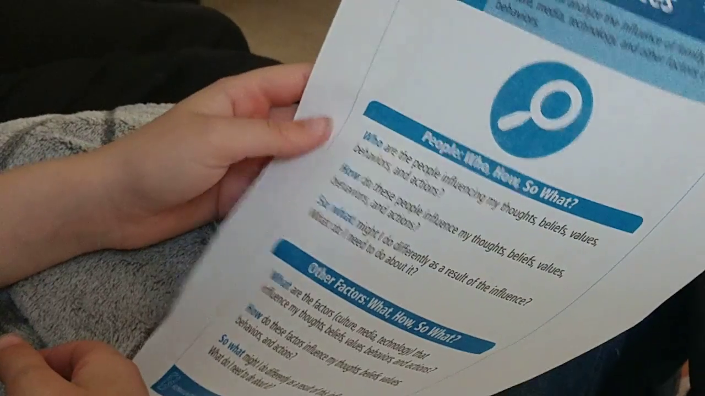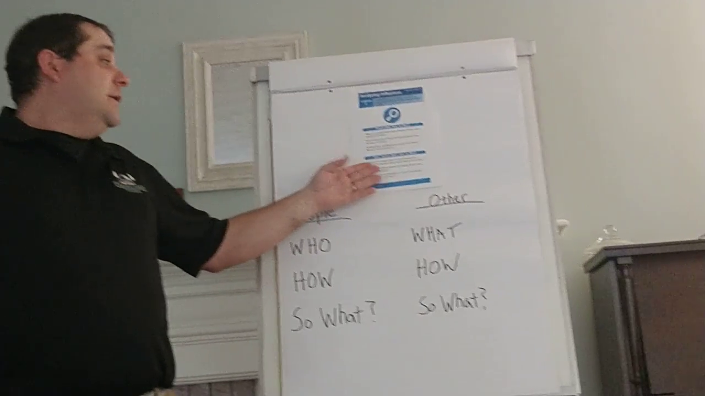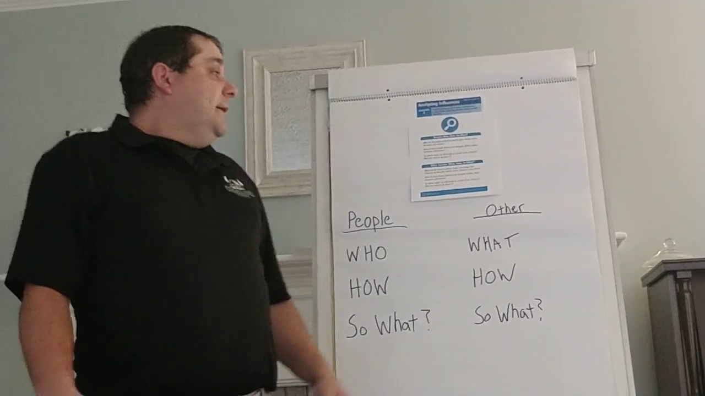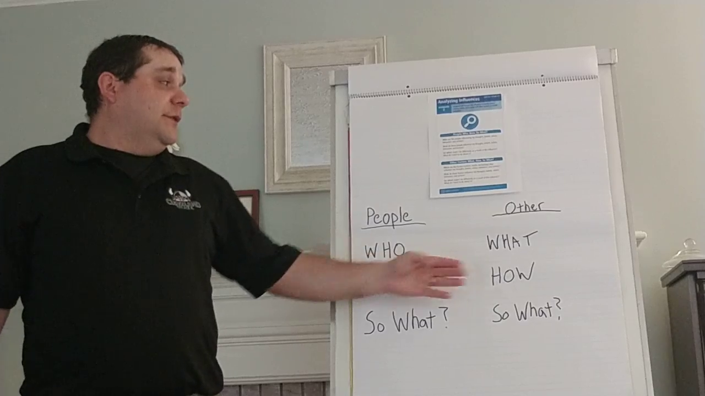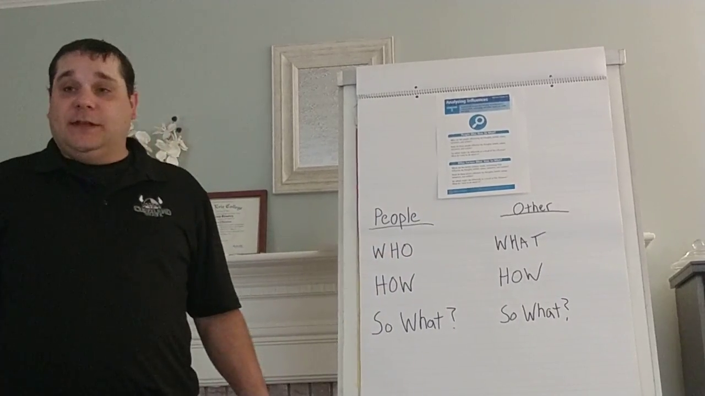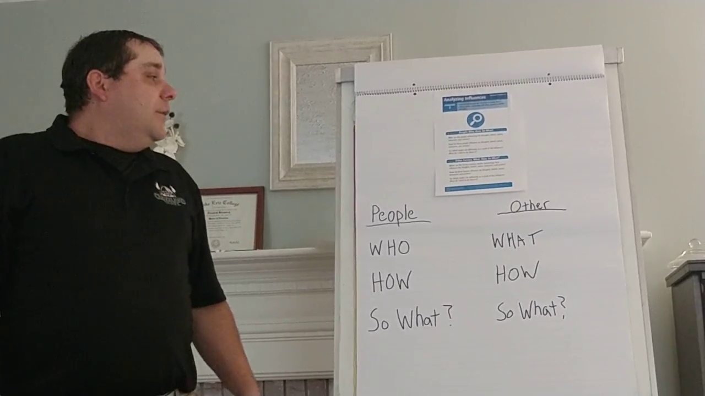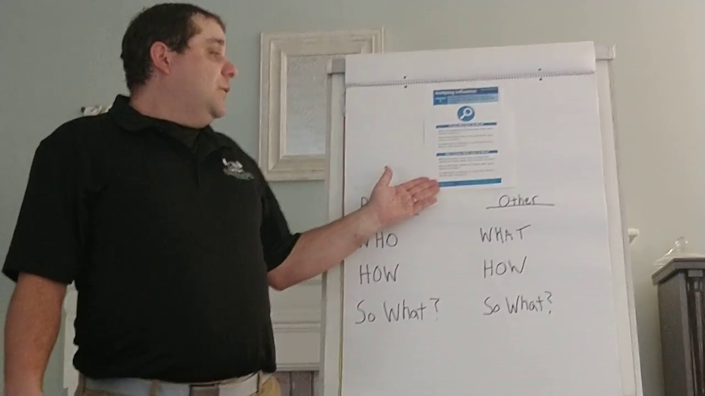If the influence is other, which can be culture, media, technology, you're going to look at what are the factors that influence my thoughts, beliefs, values, behaviors, and actions. How do these factors influence my thoughts, beliefs, values, behaviors, and actions? And so what? What might I do differently as a result of this influence? What do I need to do about it?